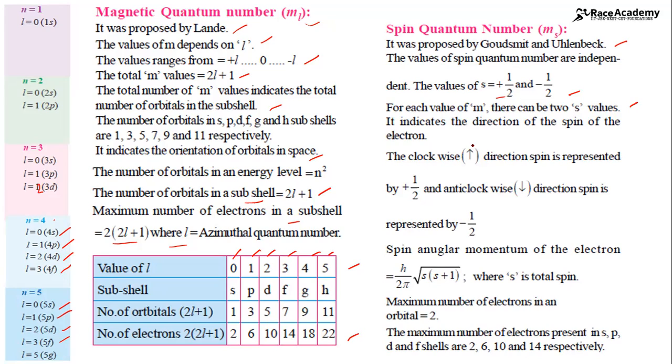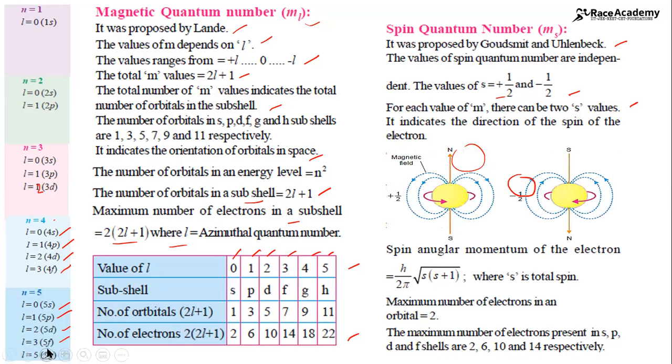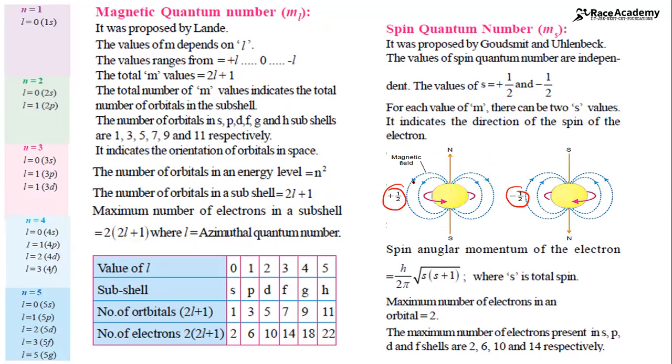Here you see, this is the clockwise direction and this is the anti-clockwise direction. This is the way we can observe the picture. Clockwise is plus 1 by 2, anti-clockwise is minus 1 by 2, in the presence of a magnetic field. This is the spin angular momentum of the electron. It can be obtained by h by 2 pi times the square root of s into s plus 1, where s is the total spin. The maximum number of electrons in an orbital is 2, which we can understand from this quantum number. So the maximum number of electrons present in s, p, d, f is 2, 6, 10, 14 respectively.